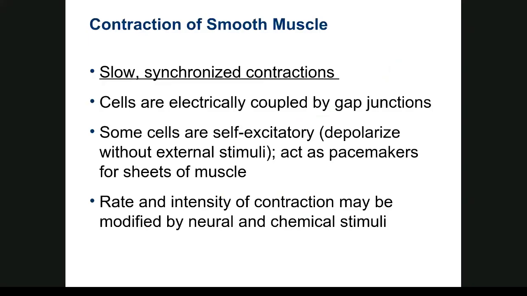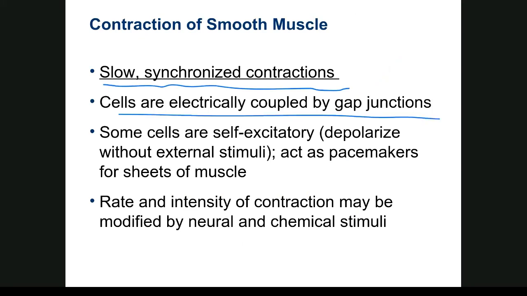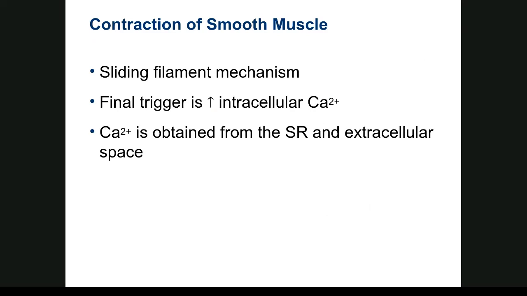Slow synchronous contractions, and the cells are electrically coupled by gap junctions. So if I stimulate over here, they all contract. Some are self-excitatory. They just depolarize and act as a pacemaker for the muscle. And the rate and intensity of contraction may be modified by nervous stimulation or chemical stimuli. Same old sliding filament, final trigger, acetylcholine is released. You have T-tubules, and the final trigger is intracellular calcium released from the sarcoplasmic reticulum, as well as from the extracellular space.